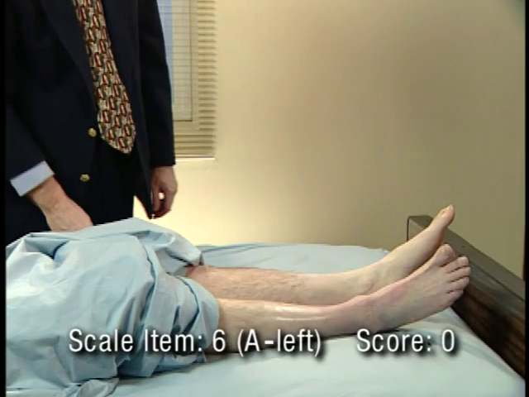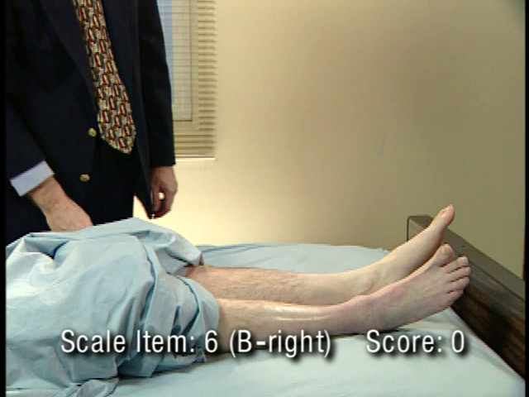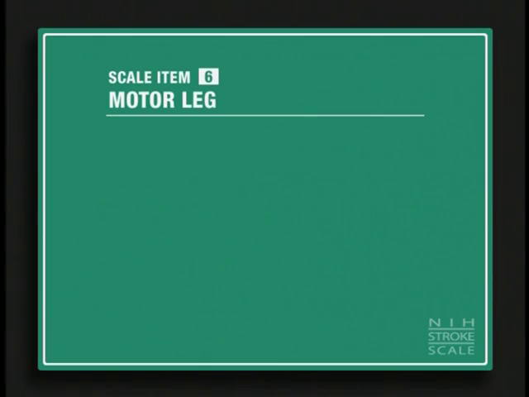That's great. Okay. For scale item 6A, this patient scored a 0. For scale item 6B, the patient also scored a 0. Let's look at how this scale item is scored. Score a 0 if there is no drift and the leg holds the 30-degree position for a full 5 seconds.